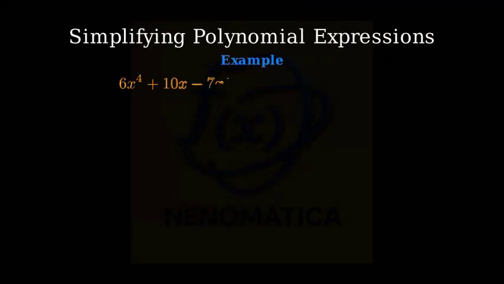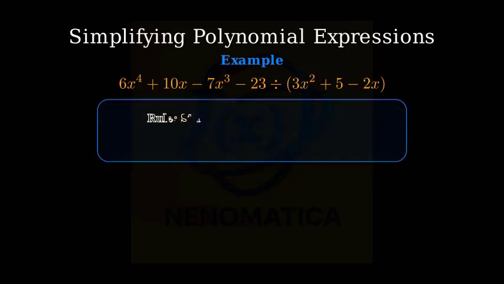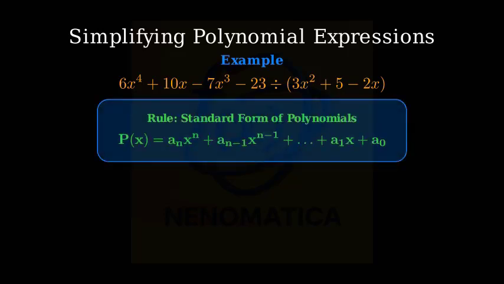Let's start with our example. We need to simplify the expression 6x to the fourth plus 10x minus 7x cubed minus 23 divided by the expression 3x squared plus 5 minus 2x. First, let's rewrite our expression in standard form.